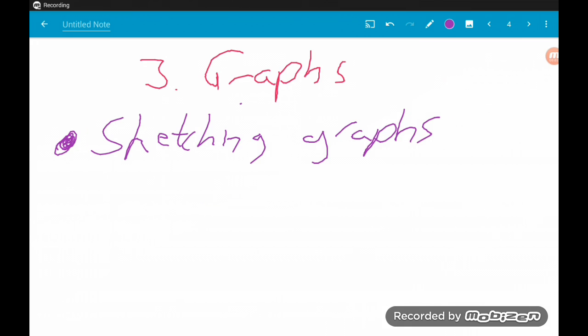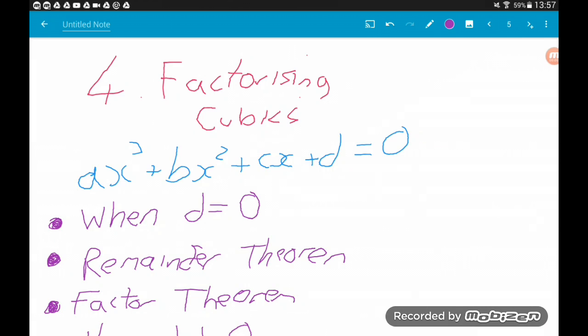Then we're going to be applying all of our skills to sketching graphs of quadratics, which is pretty self-explanatory. Okay, lastly then we're going to be looking at factorising cubics. Now cubics are expressions or equations where the highest power of x is 3. So things in the form ax cubed plus bx squared plus cx plus d equals 0.